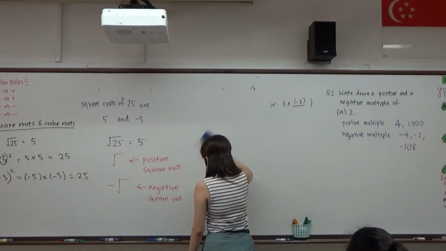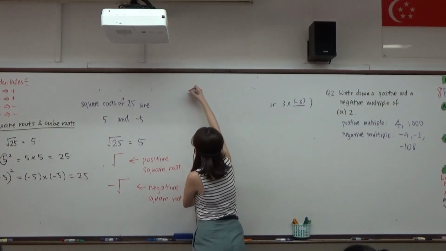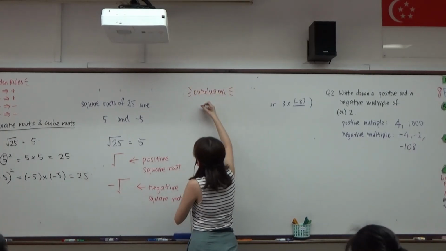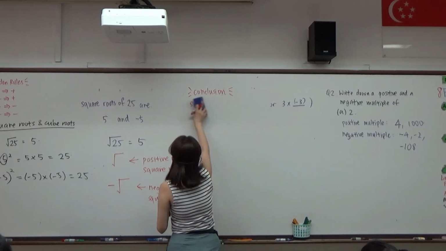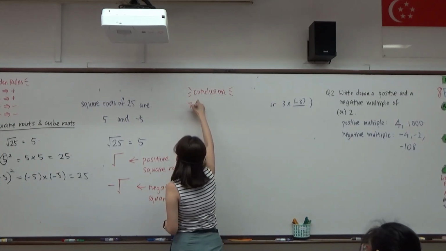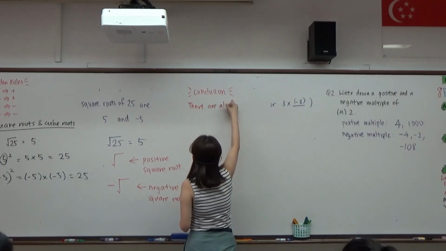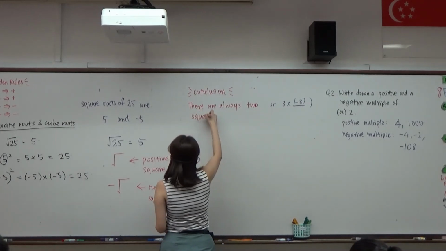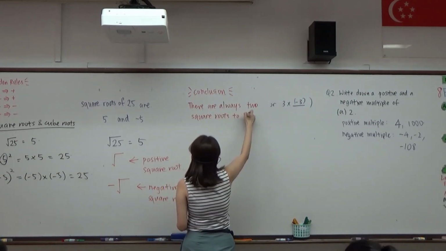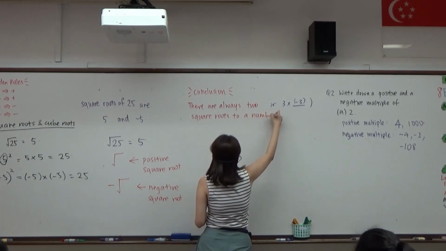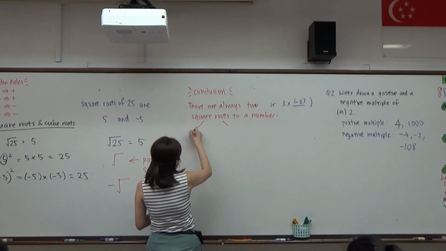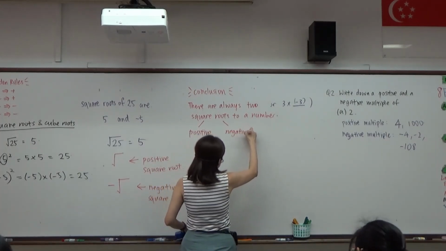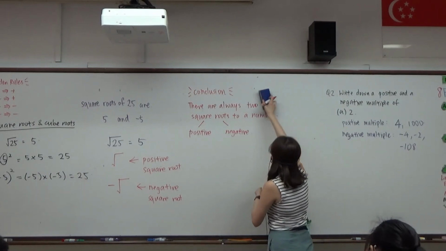So, important conclusion. There are always 2 square roots to a number. Okay, and these square roots are, one must be positive, the other one must be negative.